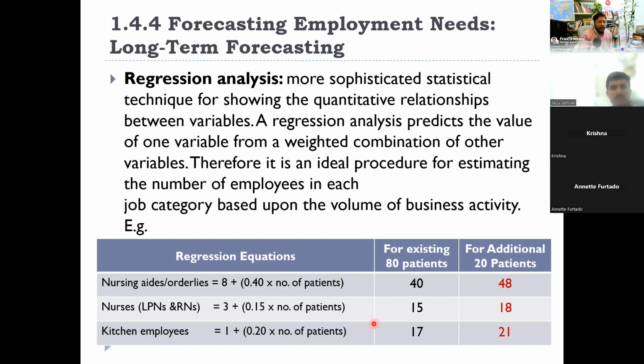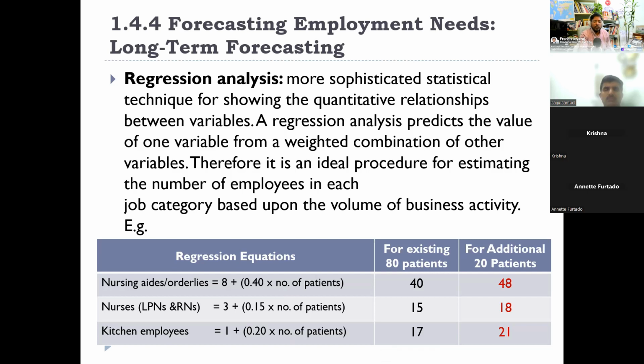Then nurses 3 plus 15% of the number of patients, getting 15, then 18. Then kitchen employees 1 plus 0.20 into the number of patients. For 20 additional patients, you have to calculate 80 plus 20, 100. So here 0.40 into 80, then for this 48, how will you get? 0.40 into 100, then you get 48. Likewise, this is how they build.